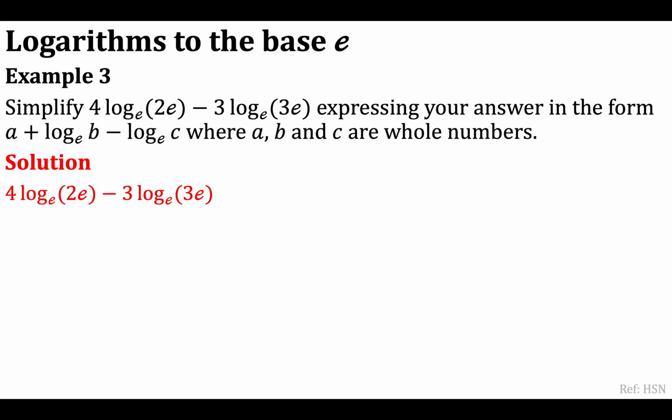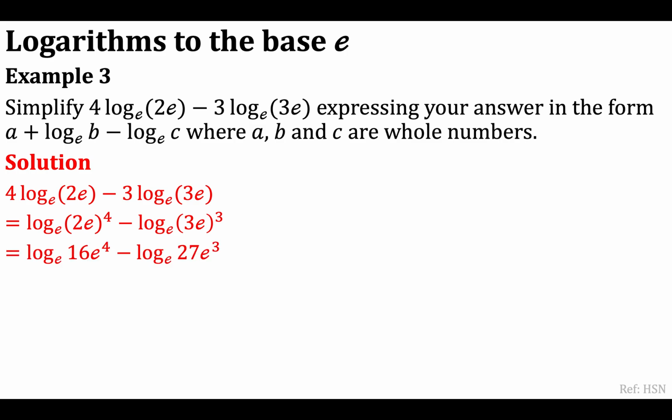So we need to start obviously with the expression that we've been given, and I can see here that I've got coefficients in front of each of these terms. So I'm going to apply my rules of logarithms, and those will become the powers of the arguments. So we've got log to the base e of 2e all to the power 4 minus log to the base e of 3e all cubed. So that is log to the base e of 16, that's 2 to the power 4, 16 e to the 4, minus log to the base e of 3 cubed, which is 27 e cubed.